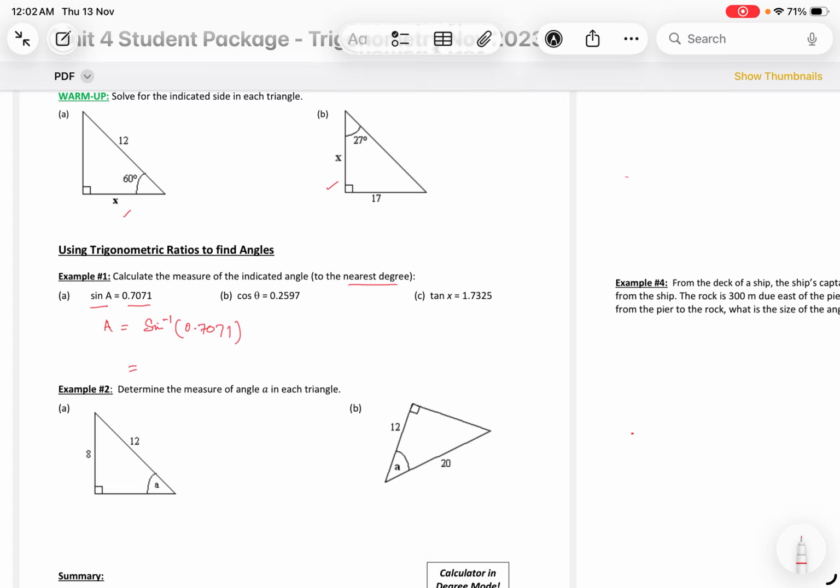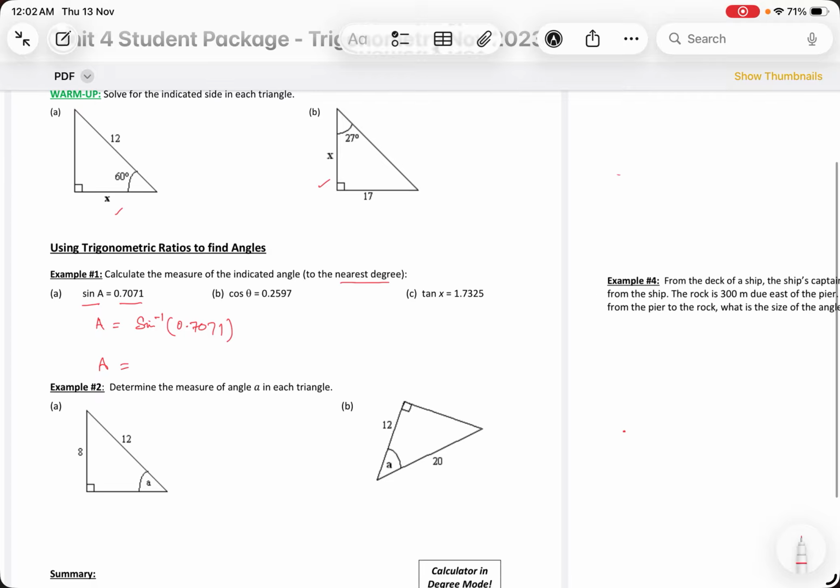I pick up my calculator and take sine inverse, or arc sine, of 0.7071. Yes, it is 44.999, that is 45 degrees, because we have to round it off to the nearest degree.